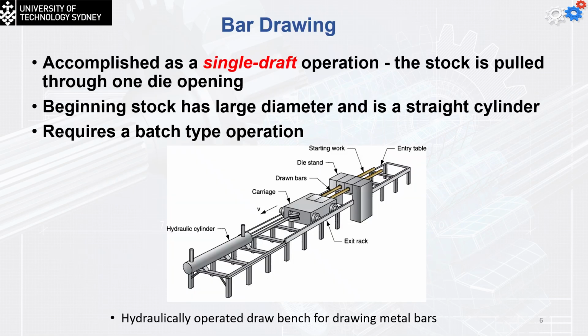So that's a bar drawing operation. It's usually accomplished as a single draft operation, and that's when it's pulled through one die opening, and that's it. Beginning stock again has a large diameter and a straight cylinder shape. It requires a batch type operation. That means we do each stock individually from the others.